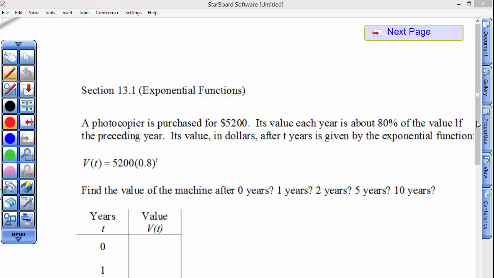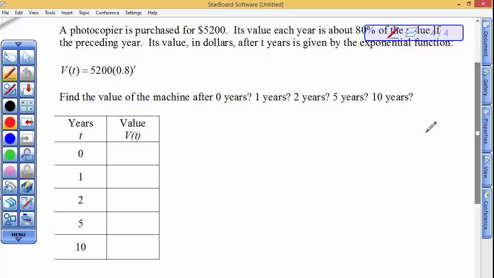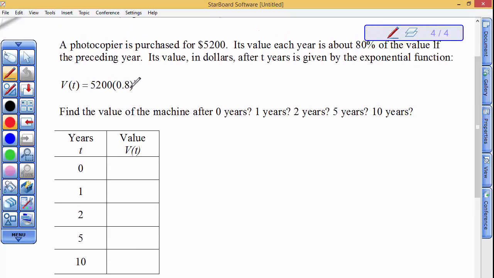A photocopier is purchased for $5,200. Its value each year is 80% of the value from the preceding year. So you see the 0.8? That means you keep 80% of its value and you lose 20%. But I want you to recognize that this is a number between 0 and 1. And a number between 0 and 1 is a decay situation. A minute ago with the bacteria, we had the number 2, and that was a growth situation.